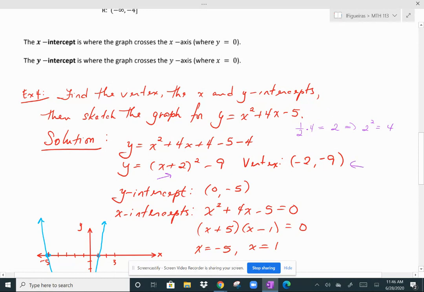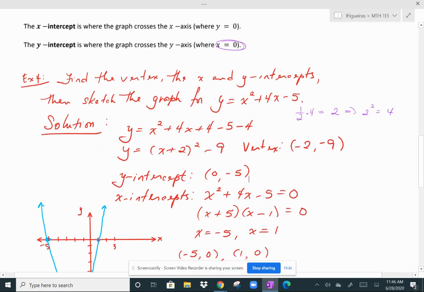Okay, so now I have to find my intercepts. I'm going to start with the y-intercept because, as I mentioned, it's just the easiest one to find. Y-intercept is when x is equal to 0. So if you plug in 0 for x, you're just going to get a y value of -5. So (0, -5) is a point on the curve. Then we have to find our x-intercepts, and we find x-intercepts by letting y equal 0.